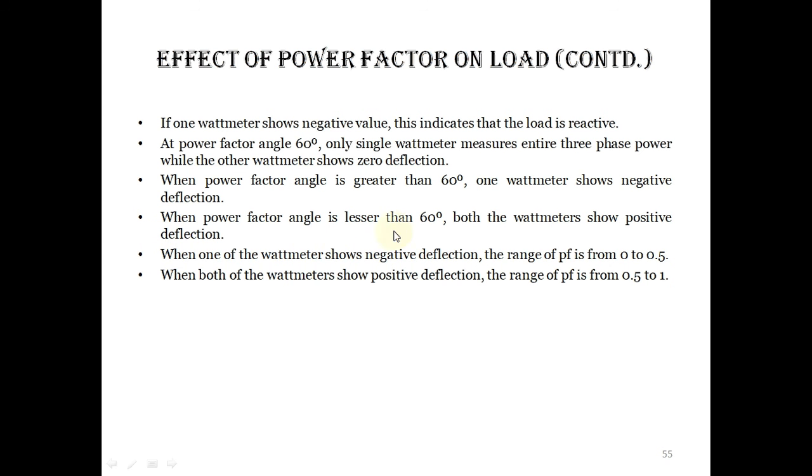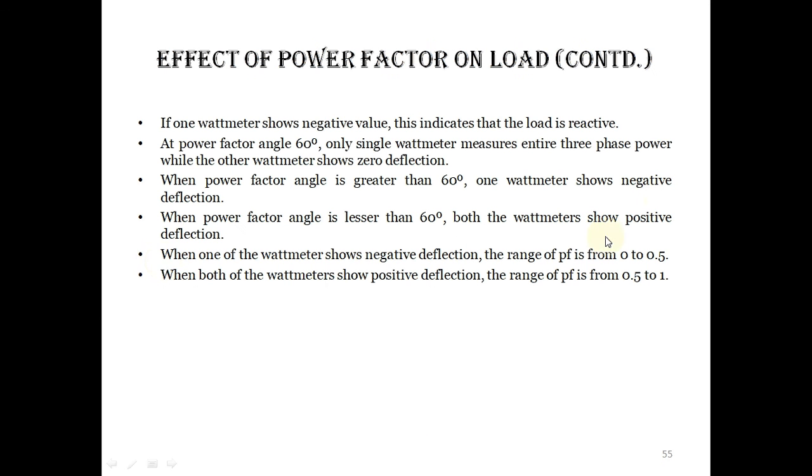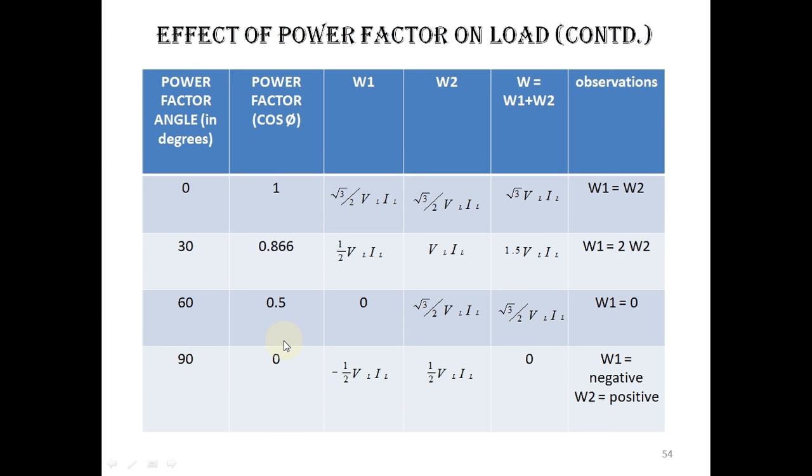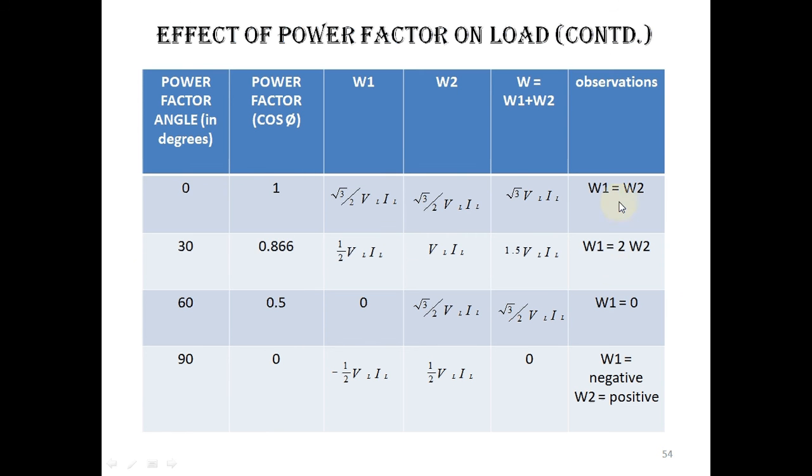When the power factor angle is less than 60 degree, both wattmeters show positive deflection. These are the two cases. When one of the wattmeters shows negative deflection, the range of power factor is from 0 to 0.5. This one: less than 0.5, the reading of W1 will be 0. When both wattmeters show positive deflection, the range of power factor is from 0.5 to 1. Cases 1 and 2, this one. Both are giving some reading.